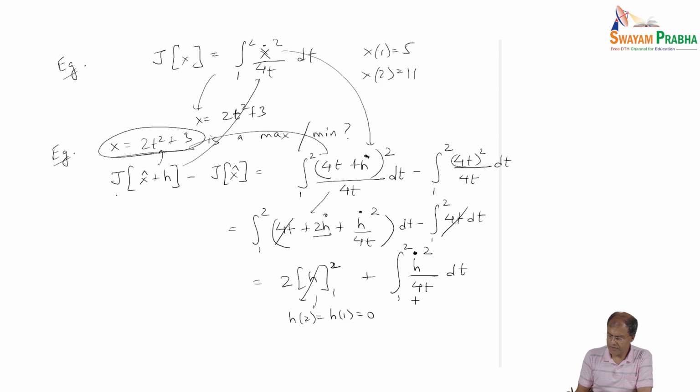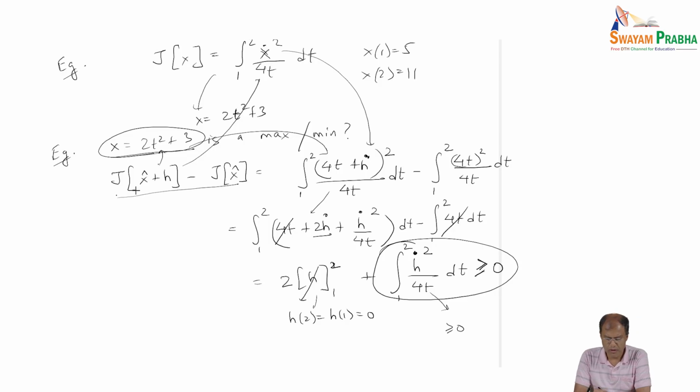We can clearly see that since time is greater than or equal to 0, this integral is greater than or equal to 0, and we can quickly say that the difference of this functional is non-negative. What we can say from here is that x hat is a minimum, because the difference, for whatever the perturbation is, is always a non-negative quantity.